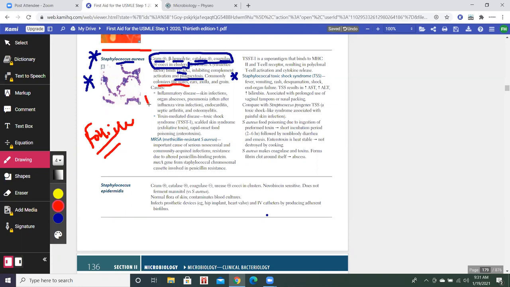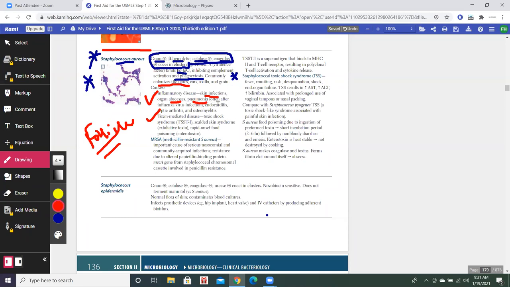The diseases that they will cause are inflammatory and toxin-mediated. Inflammatory diseases are very easy to understand. They can cause skin infections such as abscess, boil, folliculitis, and all of those things. They can even colonize in the lungs and cause lobar pneumonia.